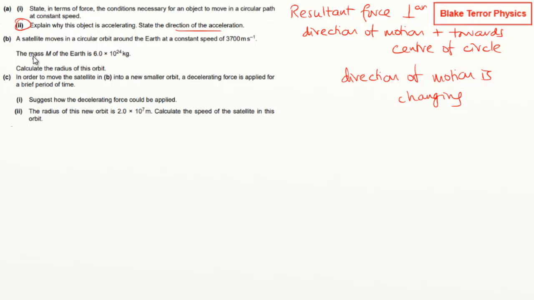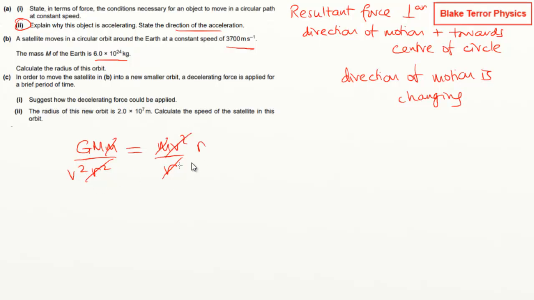Right, moving on to part B. A satellite moves in a circular orbit around the Earth at a constant speed of 3,700 meters per second. There's the mass of the Earth again. Calculate the radius of the orbit. Right, well, we did this more or less in the last question. So GMm over r squared equals mv squared over r. We want to get the radius, so cancel those m's, multiply through by this, divide by the v squared.